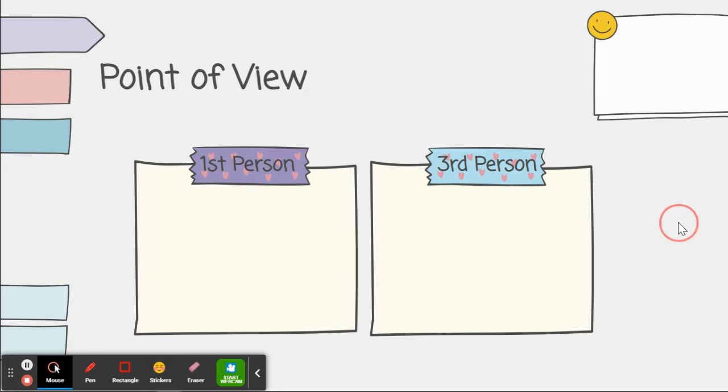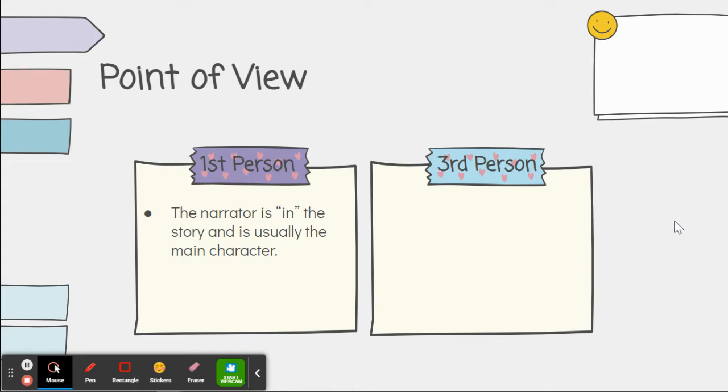Okay, first person. The narrator is in the story and is usually the main character. So first person point of view, boys and girls, the narrator will be a character in the story and will refer to themselves using I, me, and my.